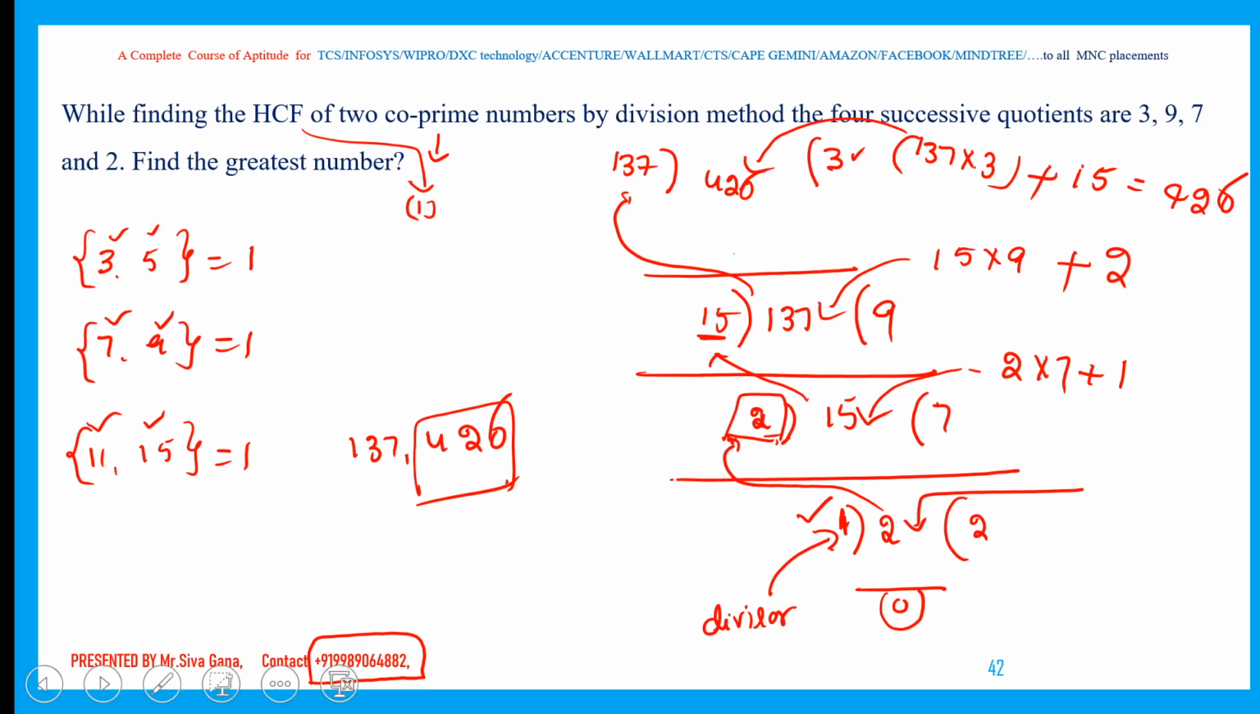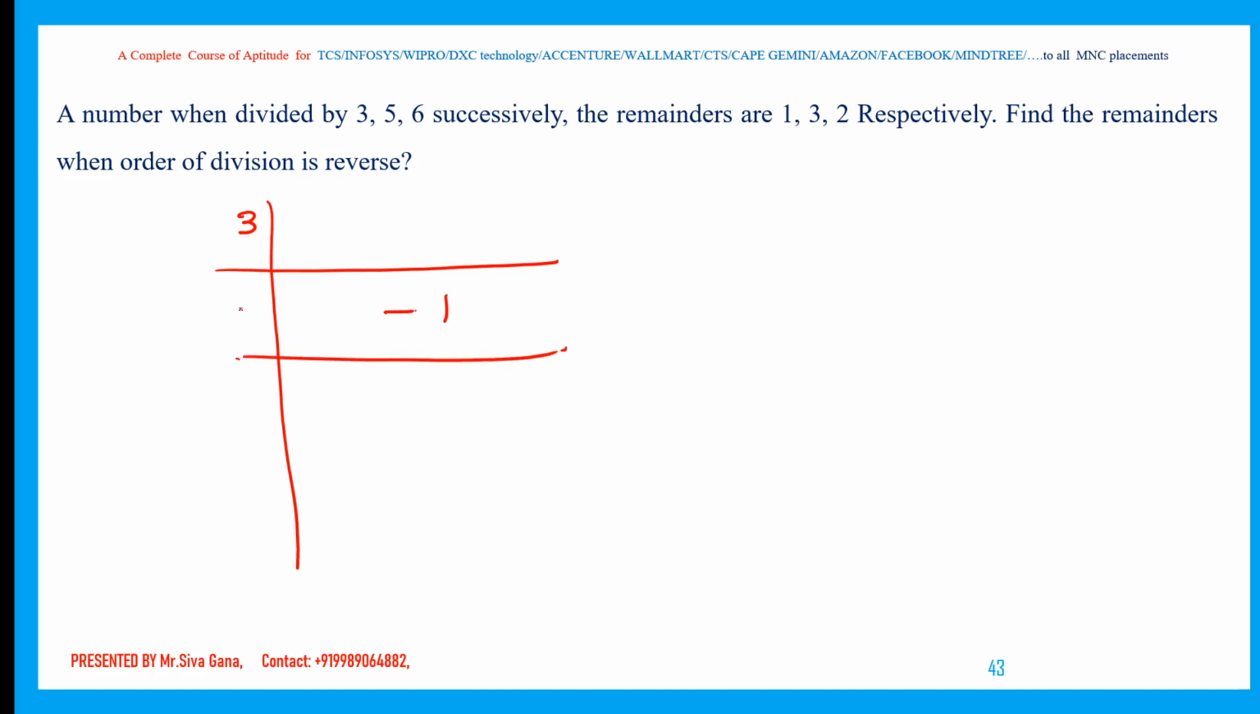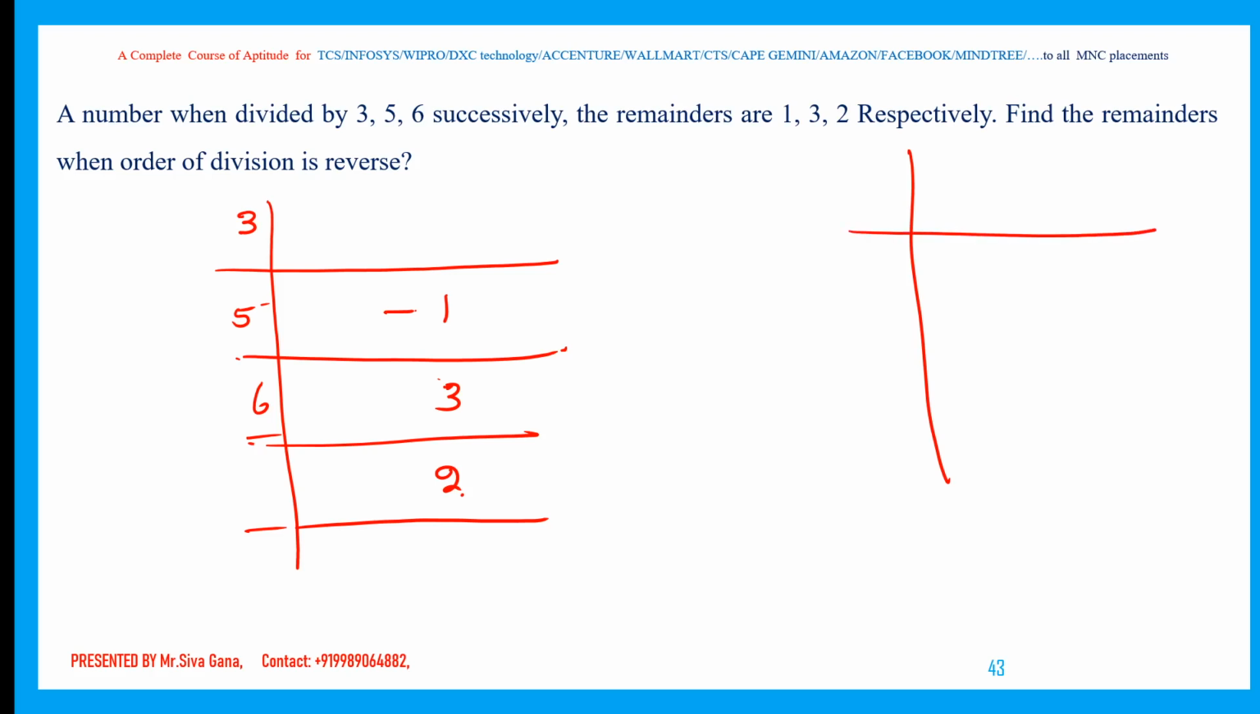Next question. Very, very important question, my dear viewers, in the HCF topic. A number when divided by 3, 5, 6 successively. Okay, successive division. When divided by 3, the remainder is 1. When divided by 5, the remainder is 3. When divided by 6, the remainder is 2. What is the remainder when the order of the division is reversed? The order of the division is first division by 6, next division by 5, next division by 3. We need to calculate the remainders.